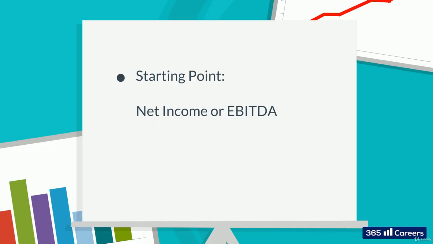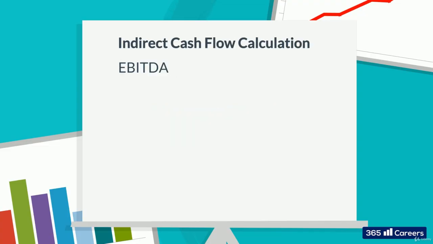The starting point for the calculation of the indirect cash flow can be net income or EBITDA. And of course, if we start from EBITDA, we don't have to worry about non-cash items such as D&A and deferred taxes. Let's do the following. We can go through the calculation of an indirect cash flow. We will start from EBITDA.